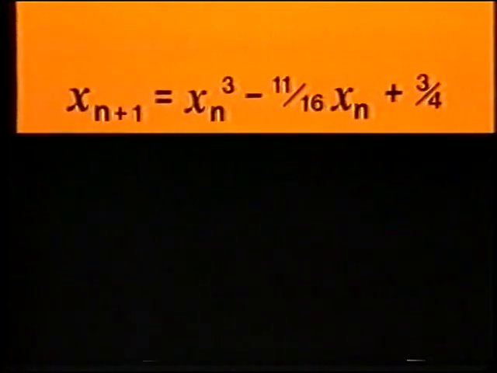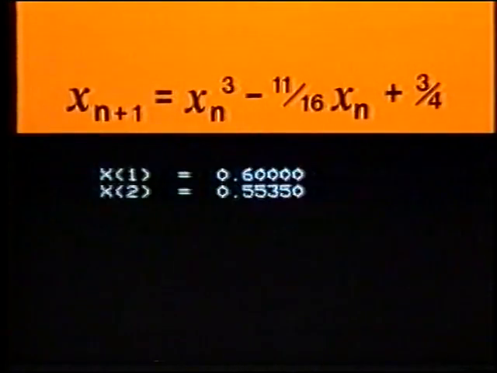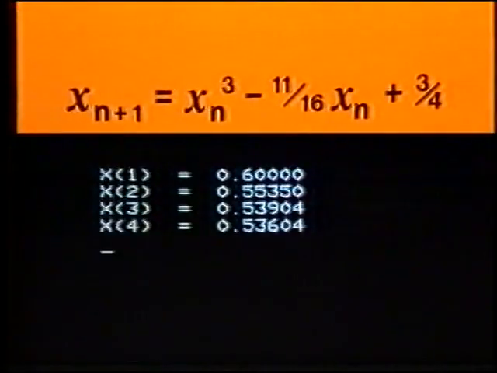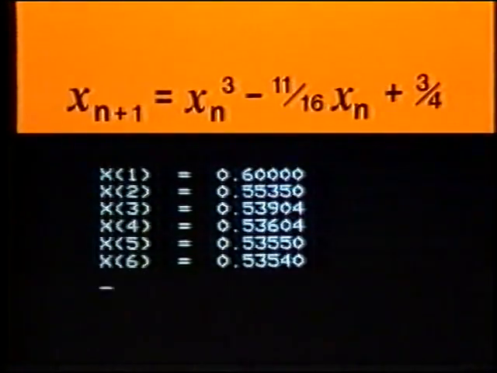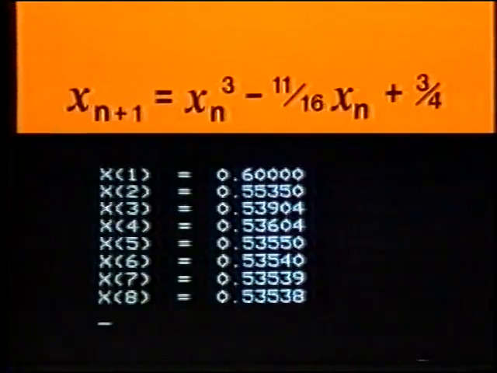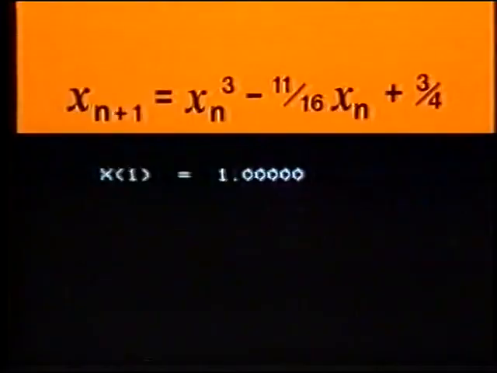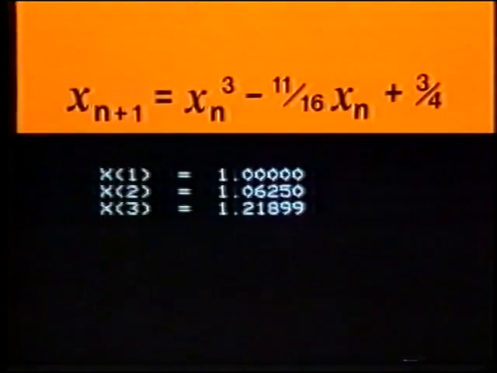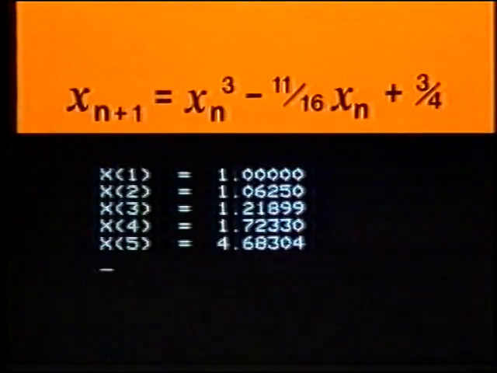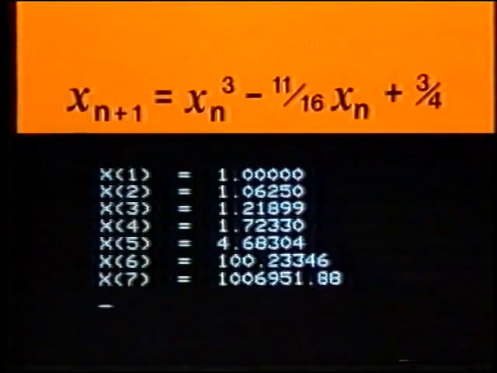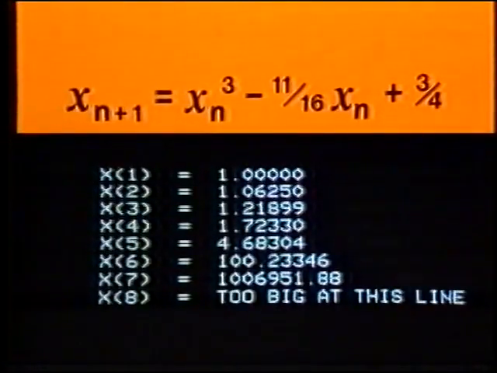An iteration formula, the starting value. The iteration converges. The same iteration formula, a different starting value. This time the iteration is blowing up. We say it's diverging.